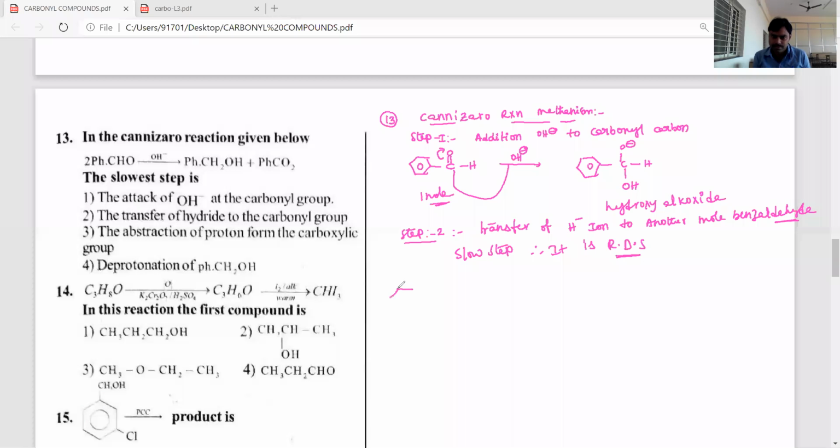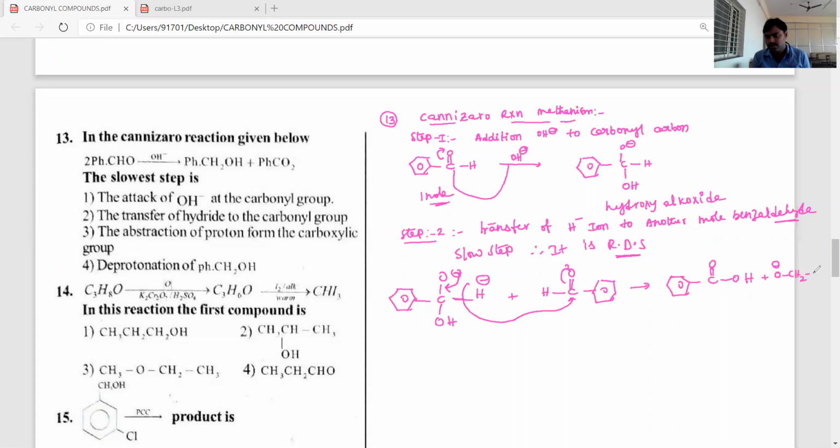Let's see that. O minus, this hydrogen and OH react with another mole of benzaldehyde. This hydride ion will be transferred. With this shifting, the O minus electron density is migrating towards carbon. This becomes more electronegative. This hydride ion will shift to the carbonyl carbon of another mole of benzaldehyde and produce carboxylic acid, COOH, plus CO minus CH2 Ph or C6H5.